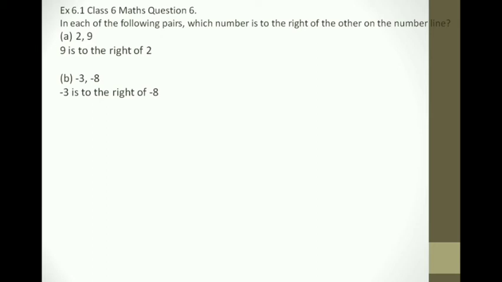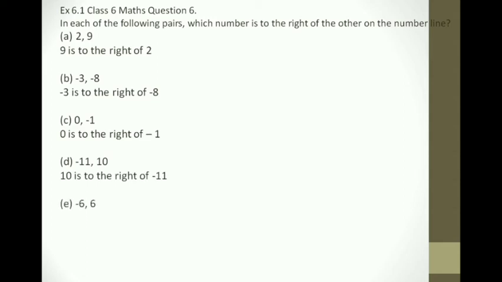So it will be at the right of the other number. 0 and negative 1, always between a negative number and 0, 0 is the bigger, so 0 is to the right of negative 1. Negative 11 and 10, between negative and positive, positive is always bigger, so 10 is to the right of negative 11. Negative 6 and 6, both numbers are the same but signs are different, and positive is always bigger, so 6 is to the right of negative 6. 1 and negative 100, again positive number is to the right of negative number, so 1 is to the right of negative 100.